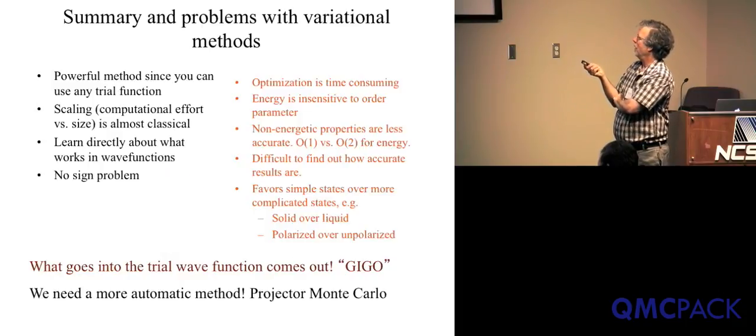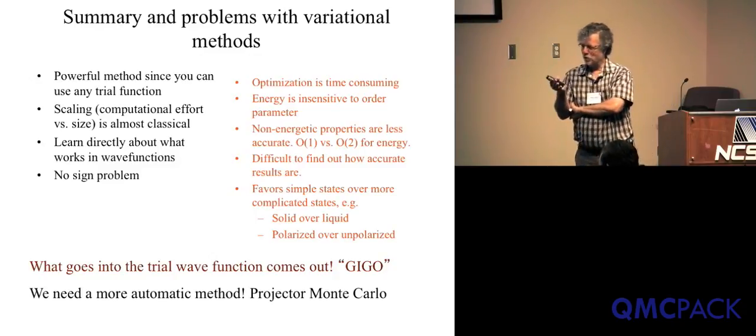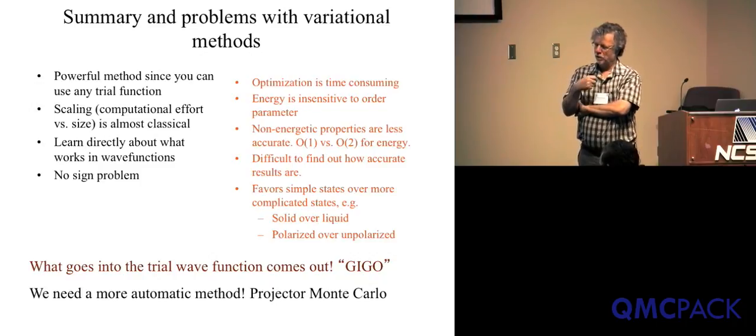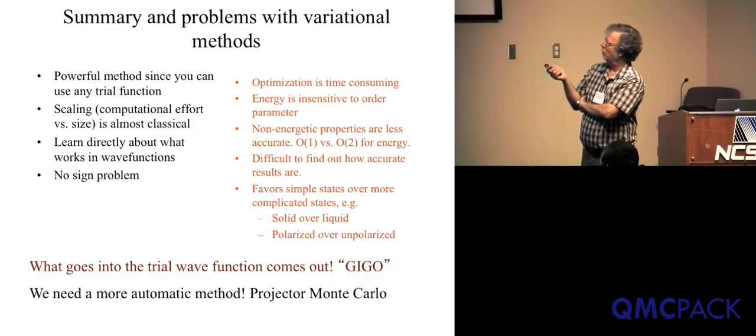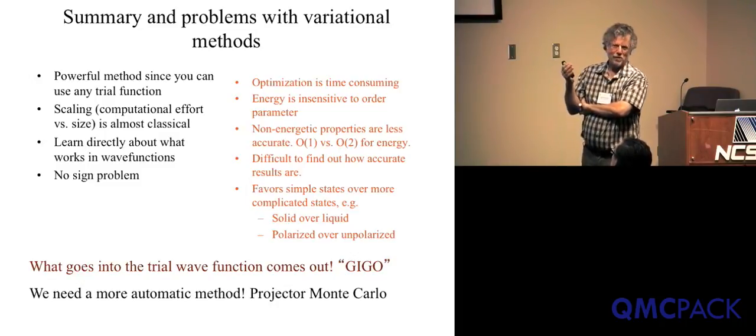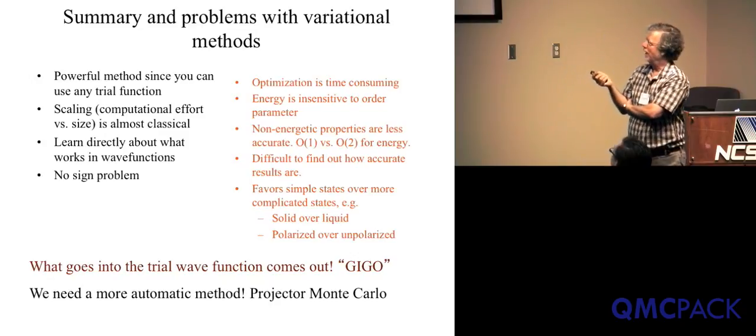Okay, so the variational method is very powerful since you can use any trial wave function. And you learn directly about what works in the trial wave function. If you put an extra term in and your energy and your variance go down, that's the right term, right? You won't have any sign problem. We haven't learned about the sign problem yet. The scaling is almost classical. We can do thousands of electrons, okay?